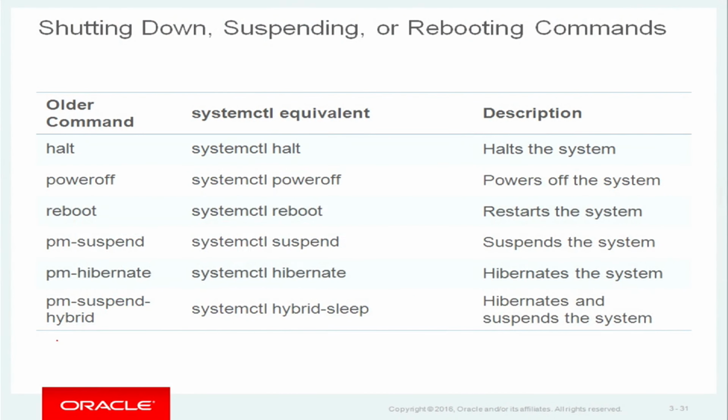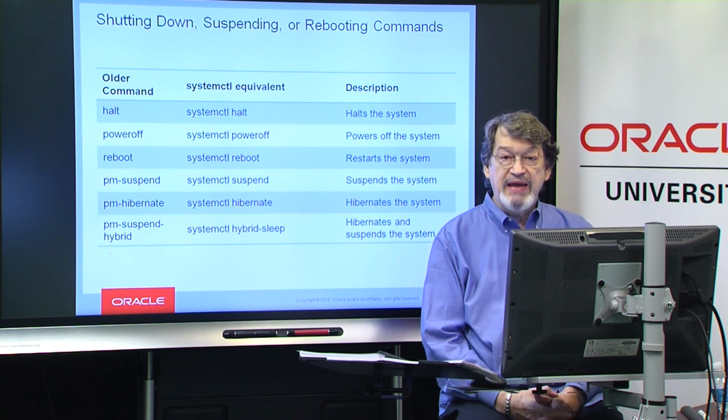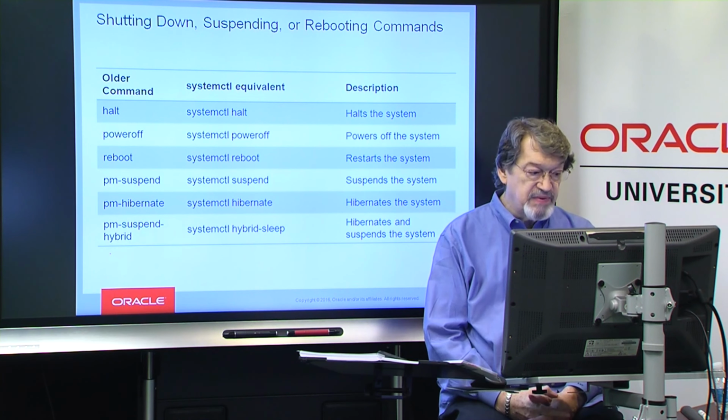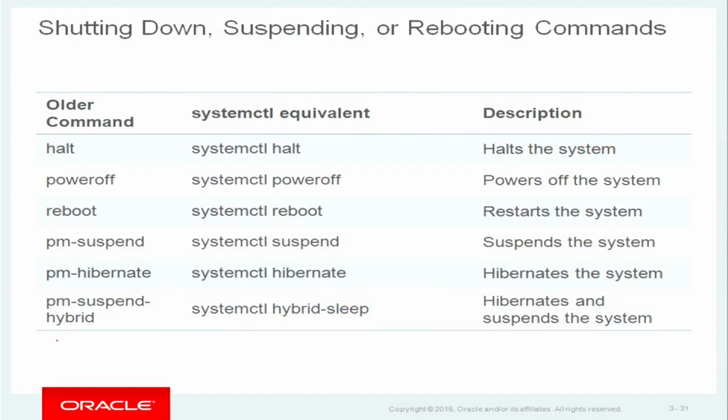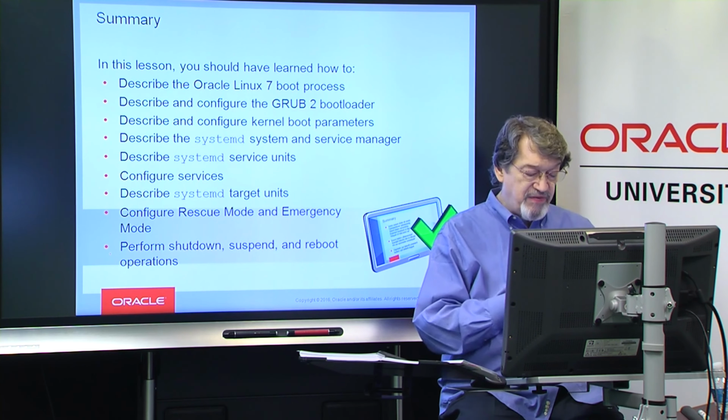Halt, power off, reboot, suspend, hibernate, and suspend hybrid. And so I'm not so sure that the last three down here are appropriate for a Linux server running some sort of Oracle stack software. But a halt, a power off, or a reboot, once again, issued through the systemctl command, helps me get my box down and back up. All right, so those were the topics that we covered.